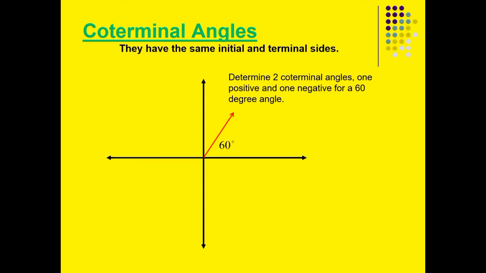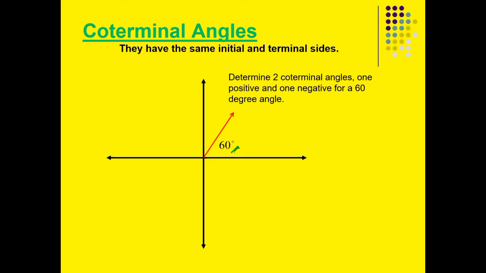So they have the same initial sides. Since they have the same initial sides and terminal sides, we can now have coterminal angles. Coterminal angles have the same initial and terminal sides. So in this case, determine two angles of the 60-degree angle. One is positive and the other one is negative.